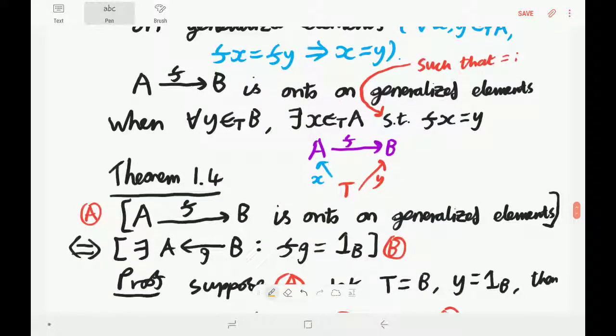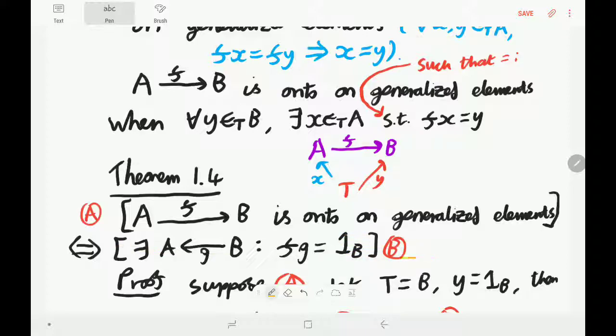But there's actually an even simpler, or in some sense simpler, kind of equivalent way to say this. So we have this theorem 1.4. Well, anyway, first just look at this condition B. This is another condition on an arrow. It turns out to be equivalent, and what it says is that there exists, say, an arrow G going from B to A, such that FG is the identity arrow of B.